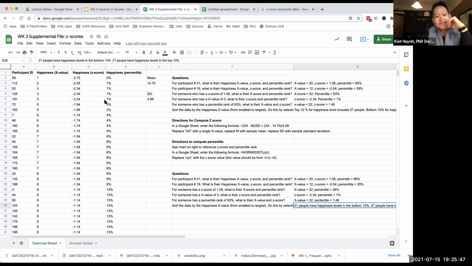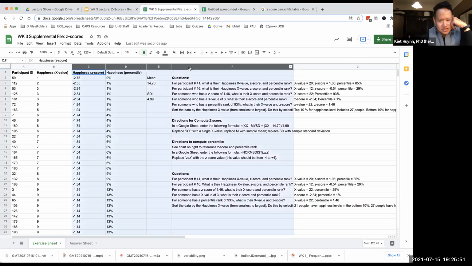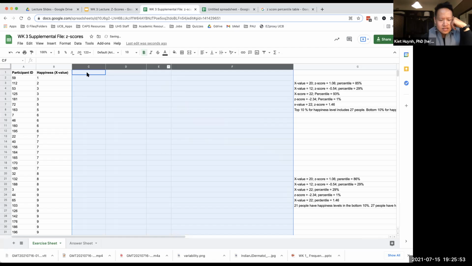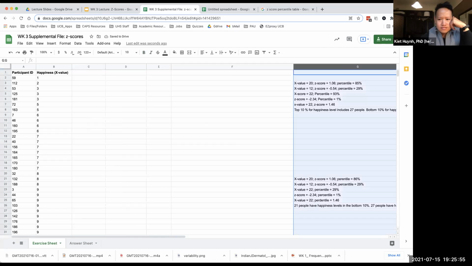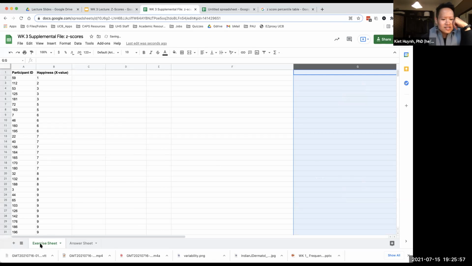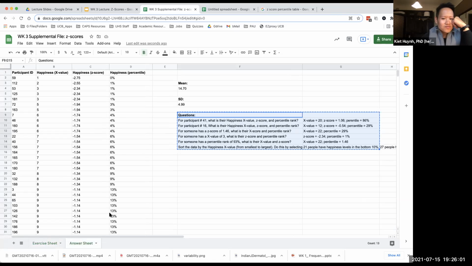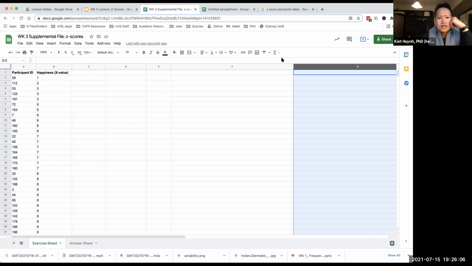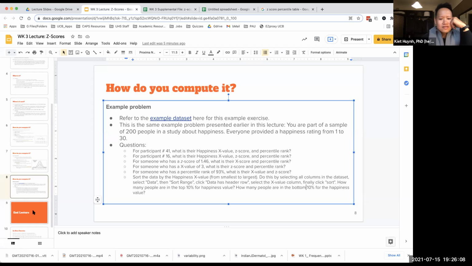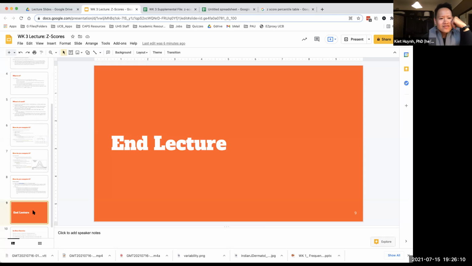All right, that is how you compute the Z score and percentile ranks. So I'm going to delete all this, so that when you do this exercise under the exercise sheet, it's blank for you. But of course, you can always refer to the answer sheet to get the answer. Let's go back to the lecture. That's it. That's the end of today's lecture about Z-scores. See you in class. Let me stop recording.